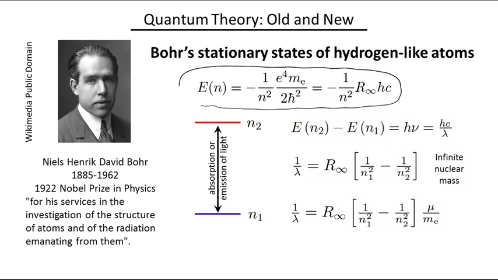Okay, so here's Bohr's energy expression once again. Reminding you, R infinity has the dimensions of inverse length. H bar c is energy times length. N is an integer. And so the basic idea that Bohr had was that these define a system of stationary states, but those stationary states can be disturbed by the electromagnetic field, which can cause transitions.